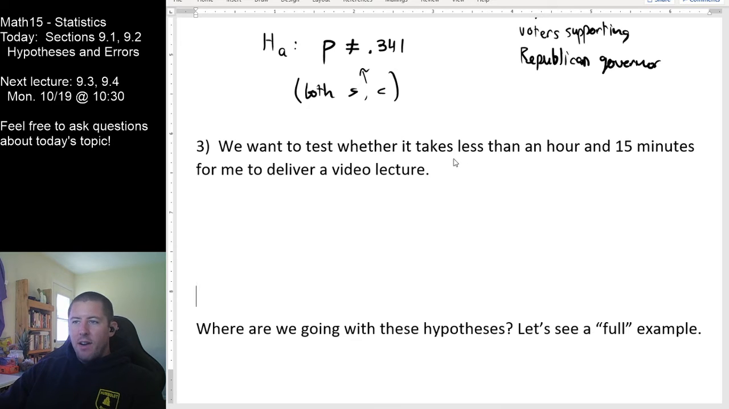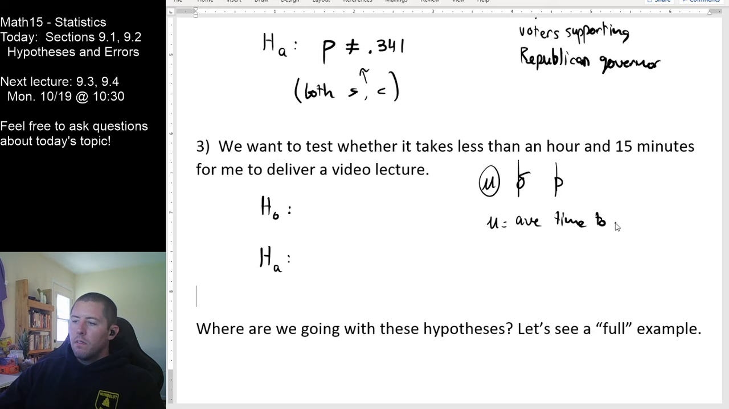And again, we're asking ourselves for our null and our alternative hypotheses. The first thing I'm going to ask myself is, am I talking about mu, sigma, or P? Which of our three population parameters are we interested in here? I'm not looking at a deviation of times, and I'm not looking at a proportion of something. I don't see a percentage. This isn't a yes-no thing. So what I'm really talking about is the average time for me to deliver a lecture. So I want to make some statements about mu.